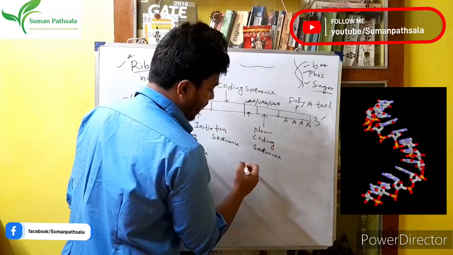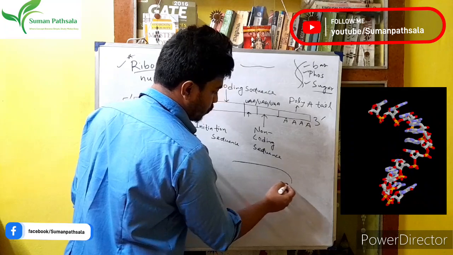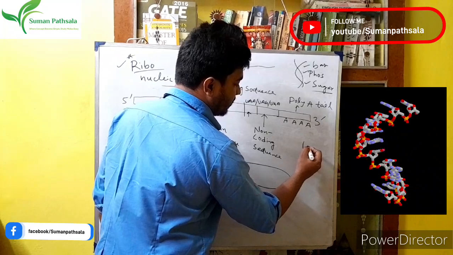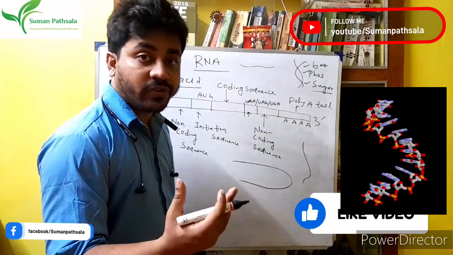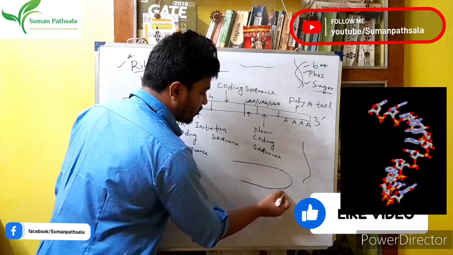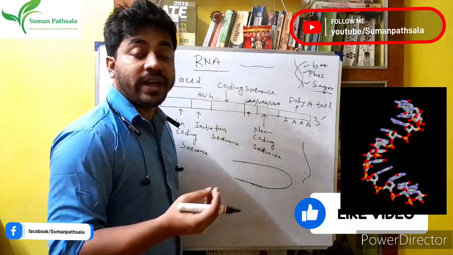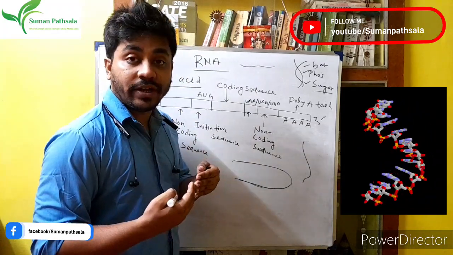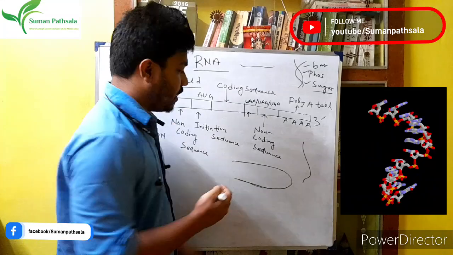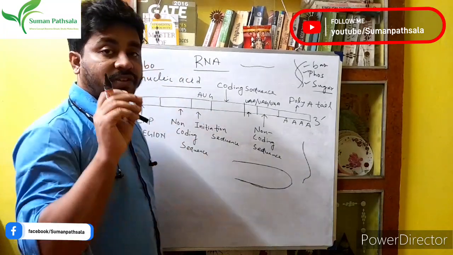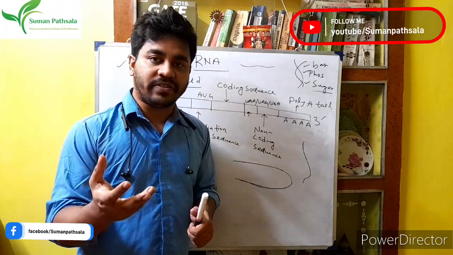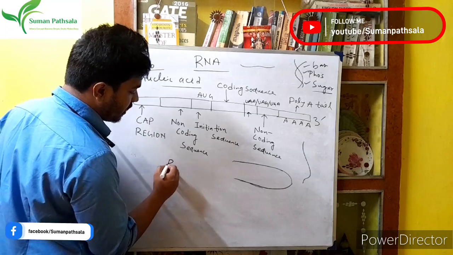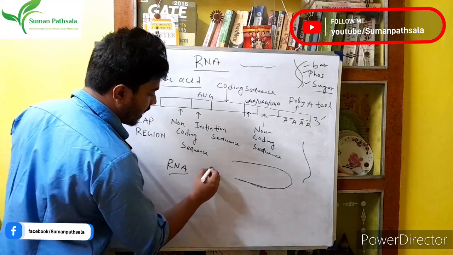So how does it look? Generally the RNA is single strand, but it forms a hairpin loop structure, a double-stranded region. Why does it form the hairpin loop? Because of the formation of a bond. First we have to understand the basic difference between the RNA and DNA.